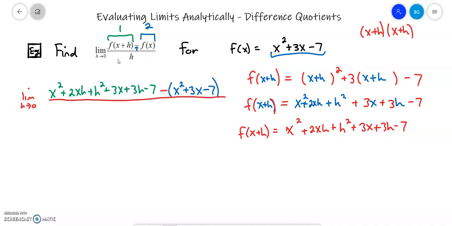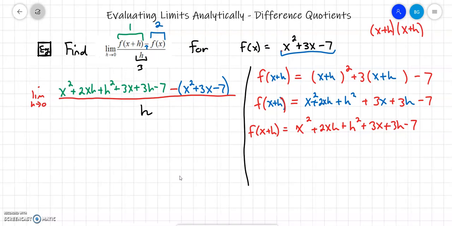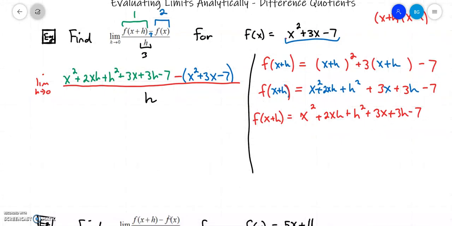And then on the bottom, I just have h. So that's kind of the third piece of this puzzle. And it just kind of is what it is. It's just h. All right. So, I mean, that is what my difference quotient is. I know it seems nasty, so let's try to clean it up a little bit.